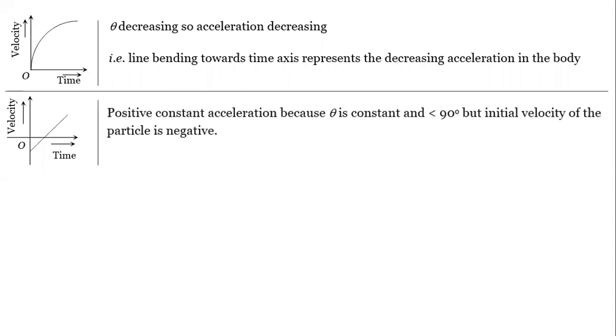So the theta angle is constant and less than 90. So I can say tan will be positive and the initial velocity is negative. So it's uniformly accelerated motion with initial velocity as negative.